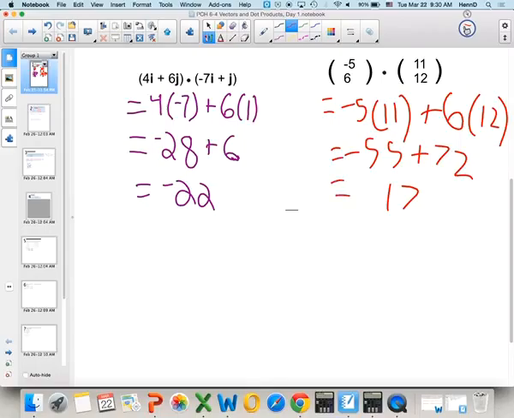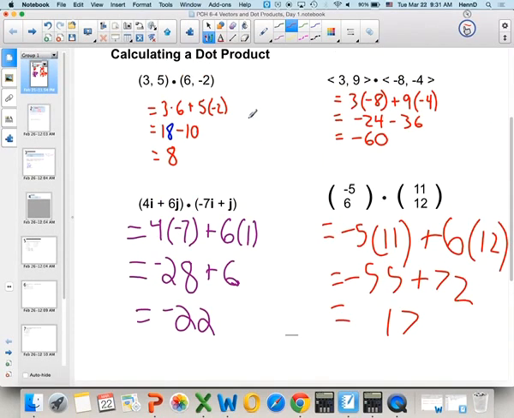All right, good. Negative 5 times 11 is negative 55. 6 times 12 is 72. Add those together and we get 17, okay? Good. Now, the dot product by itself is not incredibly exciting. However, it is used for a few different things. The applications here are really where things get interesting.